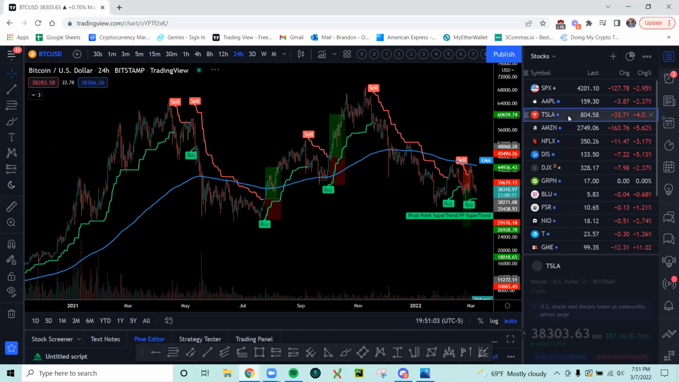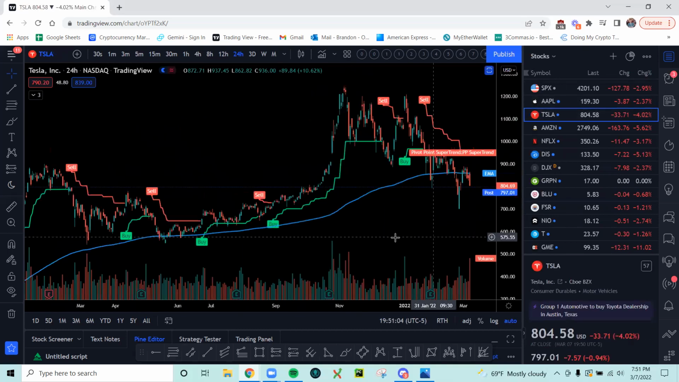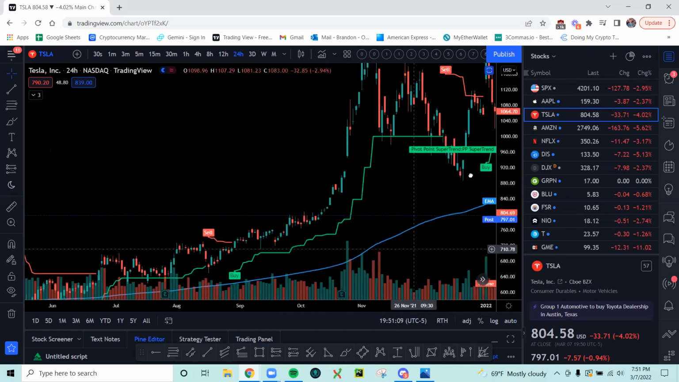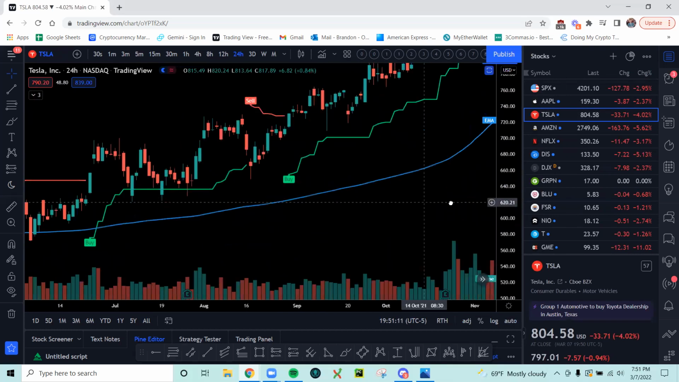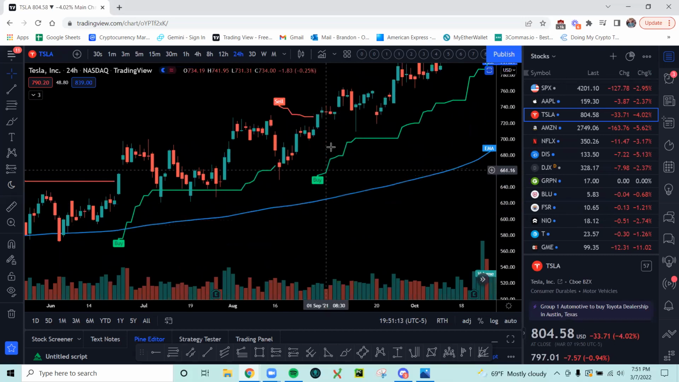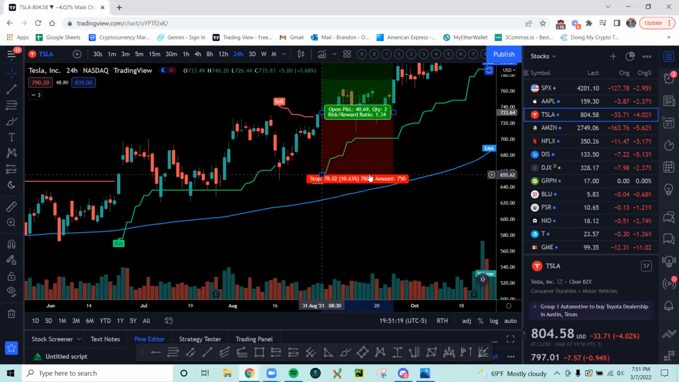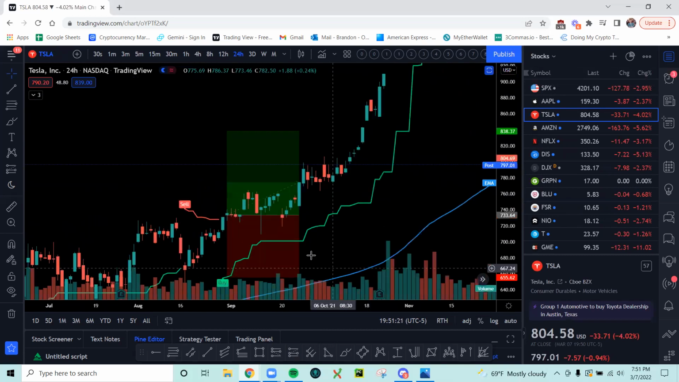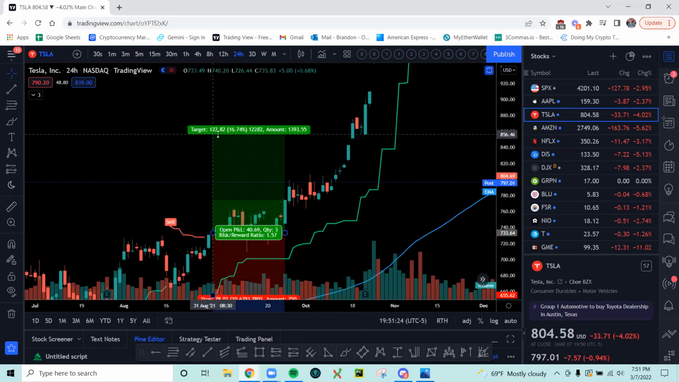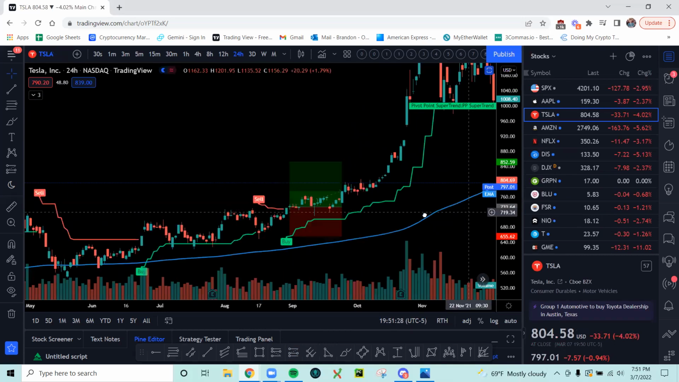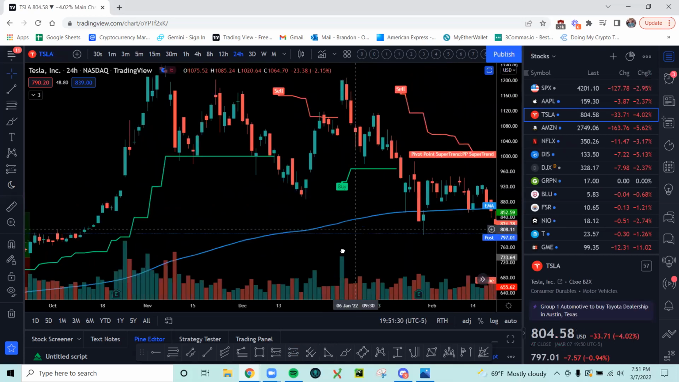Why don't we try out Tesla? I have not looked at the Tesla chart for a while. So let's see here. This looks like some really nice winners here. So this was your buy signal. You get in here, stop loss is at the super pivot trend. And then you have your 1.5 to 1 winner there. You could have held that as well.